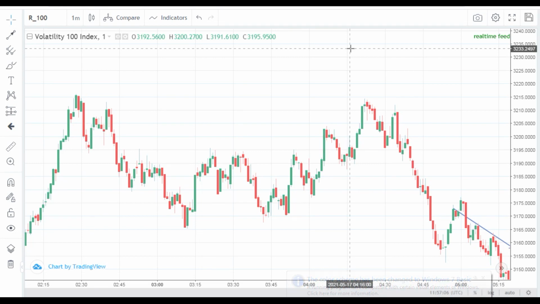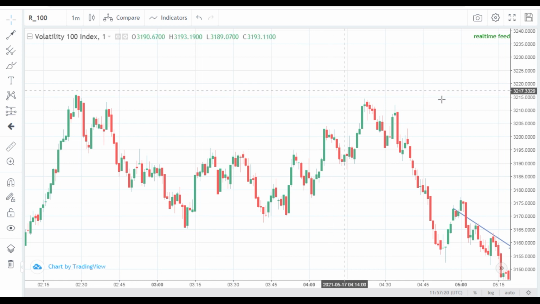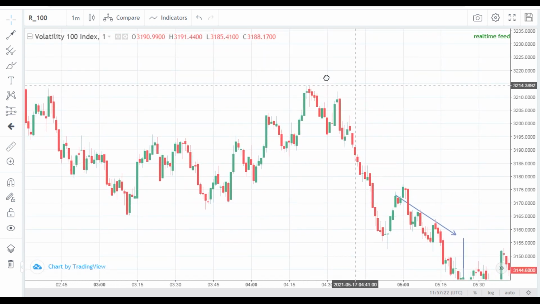Hey, what's good, guys? Okay, so in this particular one we are going to talk about the falling arrow. I told you guys we are going to look at the rising arrow and then the falling arrow. So this particular one here is going to talk about the falling arrow. So let's look at some examples.